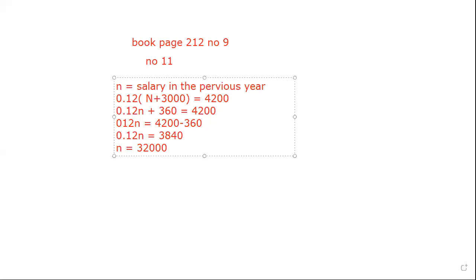Now we will start with the next page. We will remove this. Please be ready to answer the next question. It's in your book, page 213, question number 14. I'm waiting for your answer.